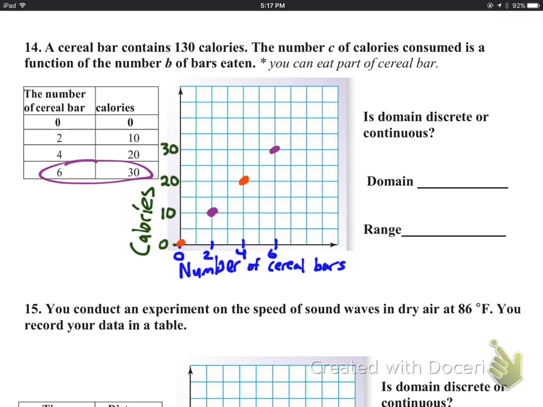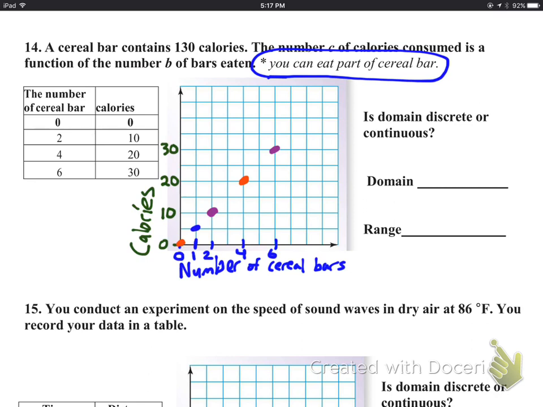Now, there's an important word we need to look at. You see this? You can eat part of a cereal bar. So that means, well, let's see here. Even though it's not in the table, could I eat one cereal bar? Sure I could. If 2 cereal bars gives me 10 calories, 1 cereal bar must give me 5 calories. So I'm going to plot that point right there.